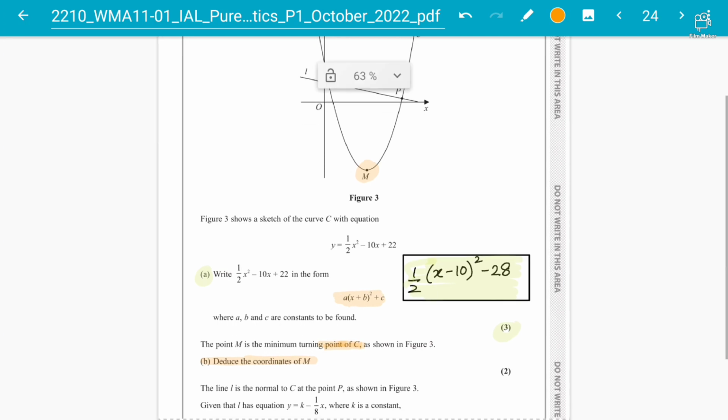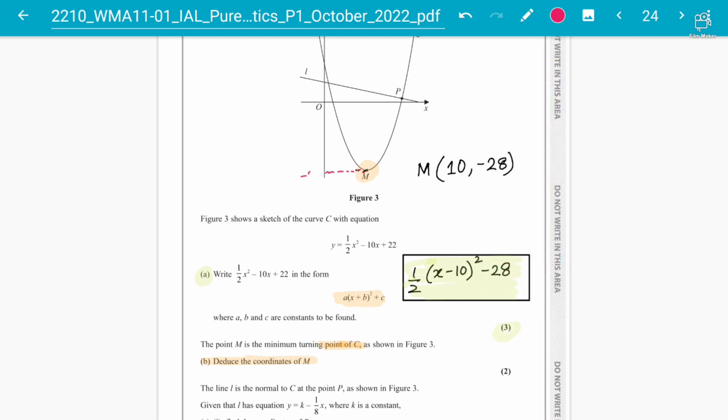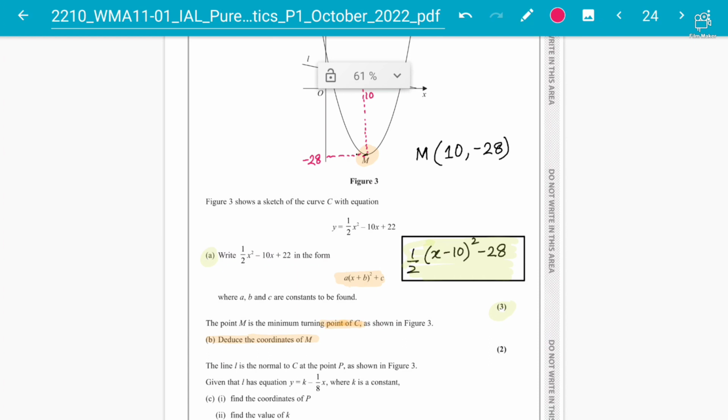So what are the coordinates, sir? You're going to write down that the coordinates of M are, basically, the x value is 10 and the y value is minus 28, okay? Follow in the red color, sir: this is minus 28, the y value, and the x value is going to be positive 10. That is what it represents, that is h comma k. You have to go through the working and understanding for this, okay? So M coordinates will be 10 comma minus 28.